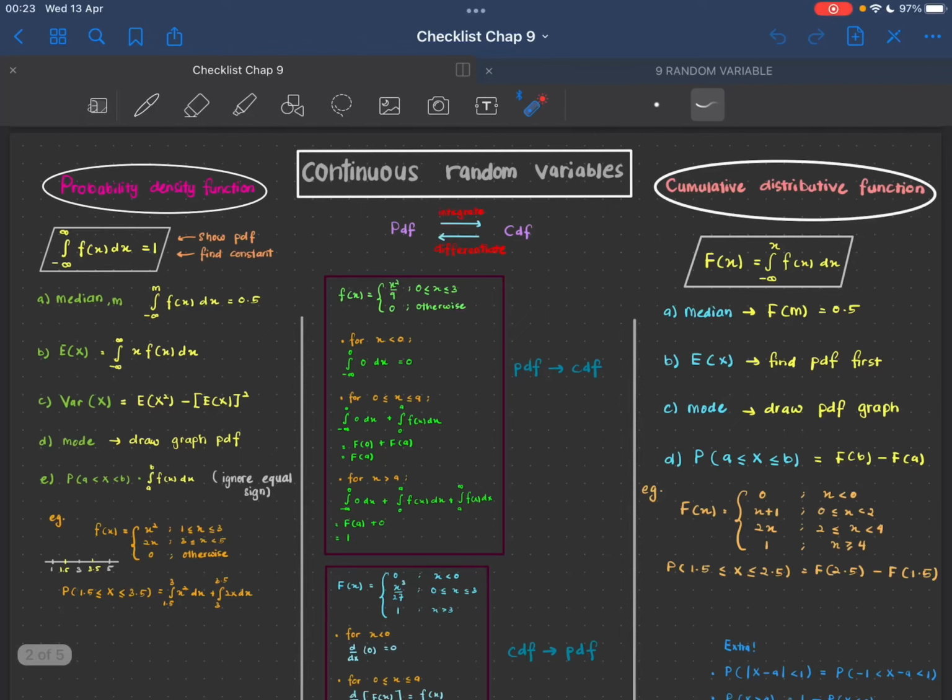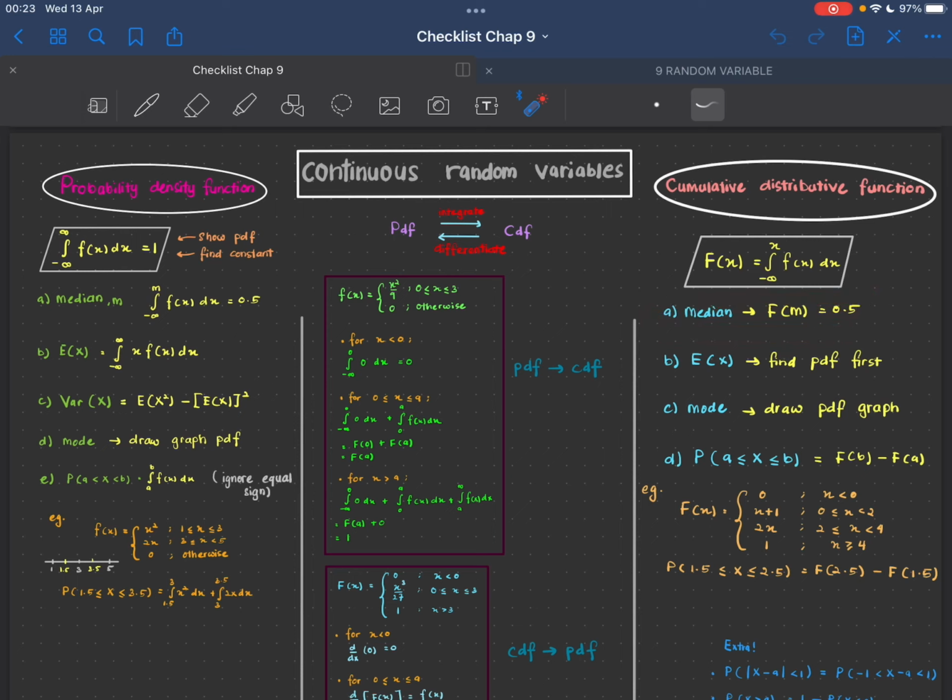Okay, so now for this video, we are going to see continuous random variables. You have already seen how to change from probability density function to cumulative distribution function, from PDF to CDF, which is we have to integrate. So now for this video, we are going to focus on how to change CDF to PDF, which is we are going to differentiate, and also we are going to see how to find median.